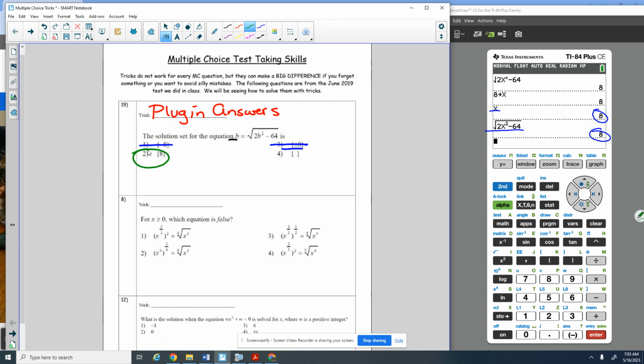If neither of these answers worked, I could have picked the no answer solution, which is just the empty brackets. So that will work on any type of equation, and we'll be looking at the rest of the test to try to find different things for that.